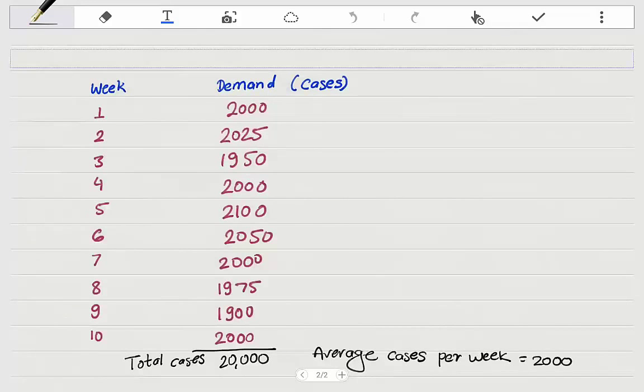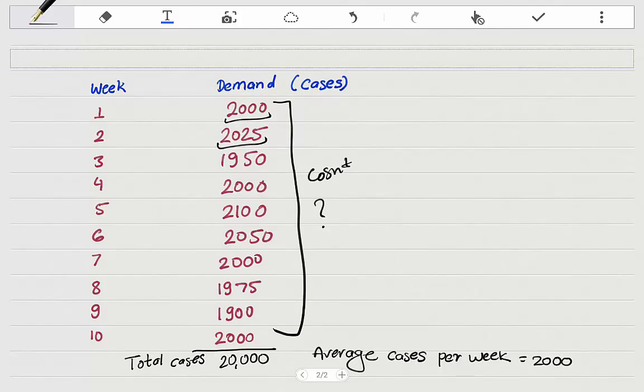This business sells 2,000 cases of beer in week 1, 2,025 in week 2, and so forth. So this EOQ model is generally applicable when the demand is constant. That's a very important requirement for EOQ models, the easiest models we're looking at. Now, if you look at this, is this really constant? Well, it really doesn't look constant. I mean, 2000 and 2025 are not the same.